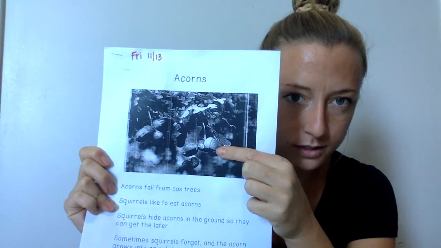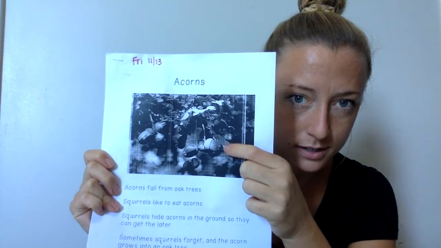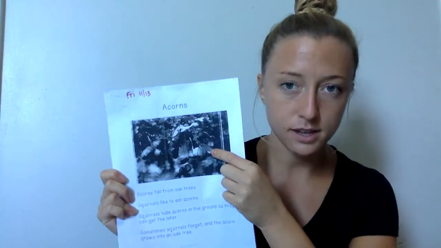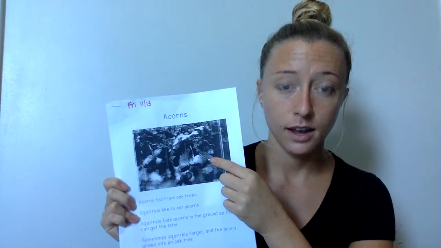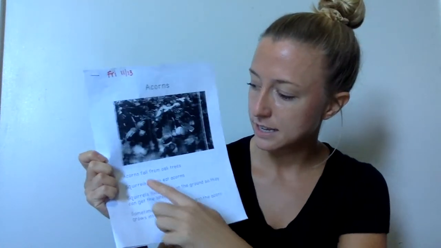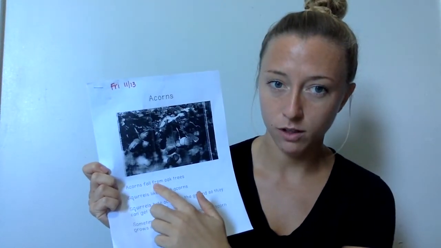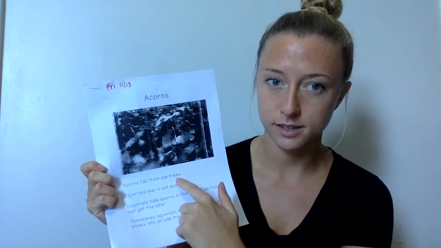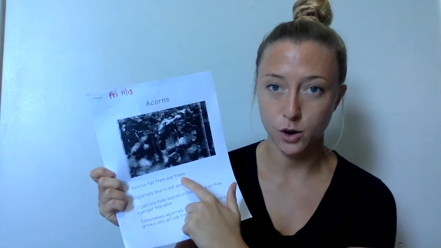The title of the story is Acorns. This is what an acorn looks like. They grow on trees. Think about if you've ever been outside and had an acorn fall to the ground. They usually just fall out of nowhere. You gotta watch out because if they hit you on the head, it's gonna hurt. Okay, so let's see. It says, acorns fall from oak trees. That's a type of tree, an oak tree.